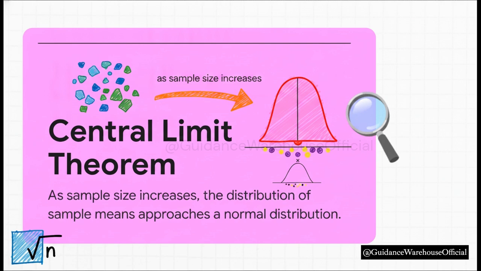Second, the variance of this new distribution shrinks. Specifically, it's the original variance divided by the sample size. And since standard deviation is just the square root of variance, this means the standard deviation of your new sampling distribution is the original standard deviation divided by the square root of n.